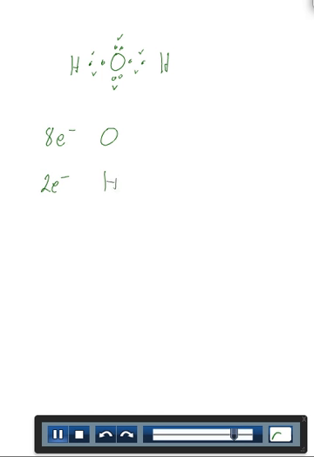Now hydrogen doesn't obey the 8 electron rule, it obeys the 2 electron rule. Basically, every atom wants a noble gas electron configuration. Hydrogen's closer to helium. Helium has 2 electrons. Oxygen's closer to neon, and so oxygen wants a neon configuration, which is s2p6 or an 8 electron configuration.